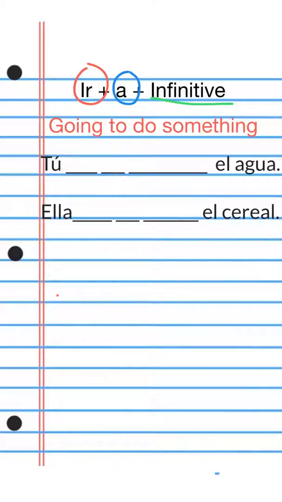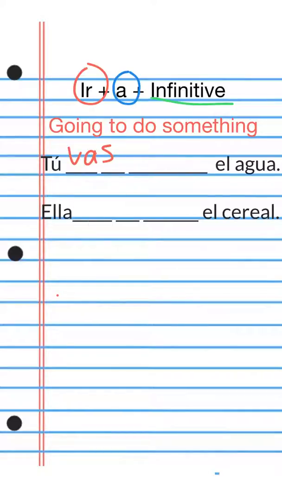So for instance, this first example, tú blank el agua. We are trying to communicate this: you are going to drink the water. So my first question is this. How would you conjugate the verb ir for tú? The correct conjugation would be vas.